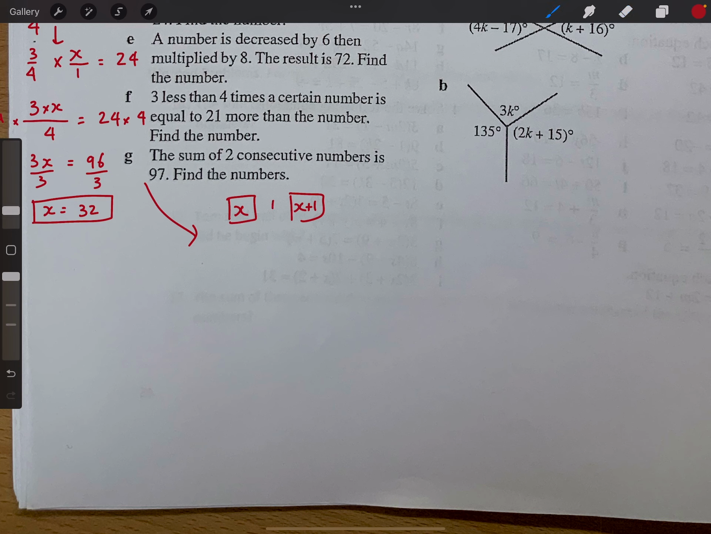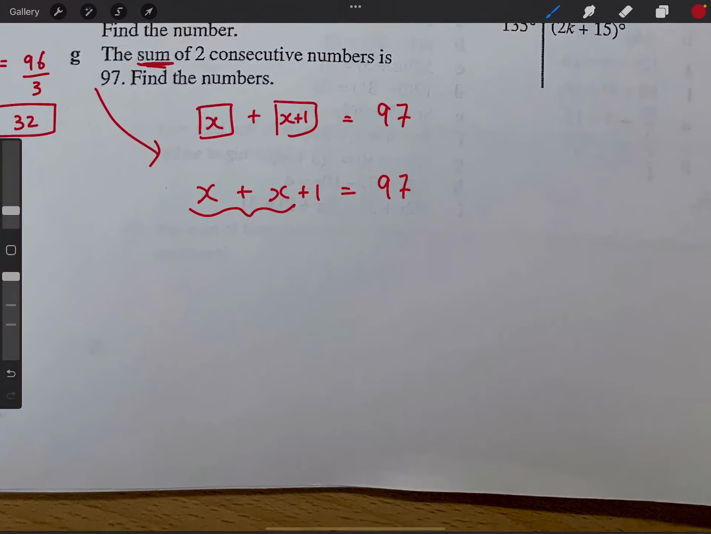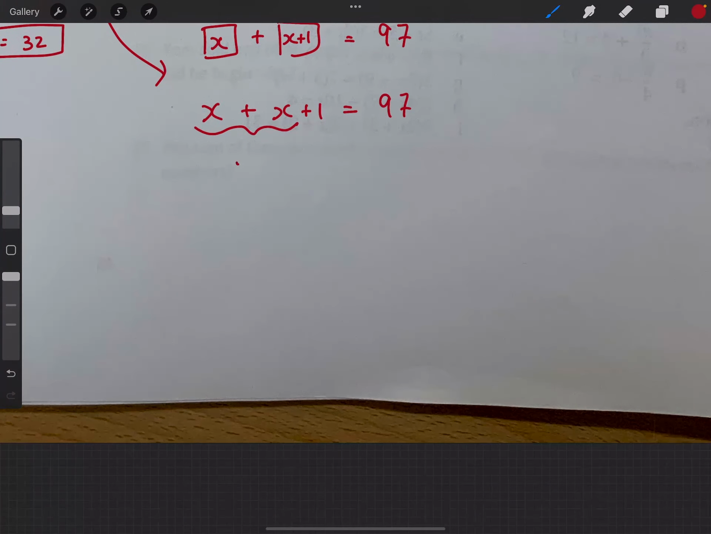So the sum of these 2 numbers is 97. It says find the number. So we have x plus x plus 1 equals 97. We have to collect the like terms. So x plus x, that is 2x. 2x plus 1 equals 97.